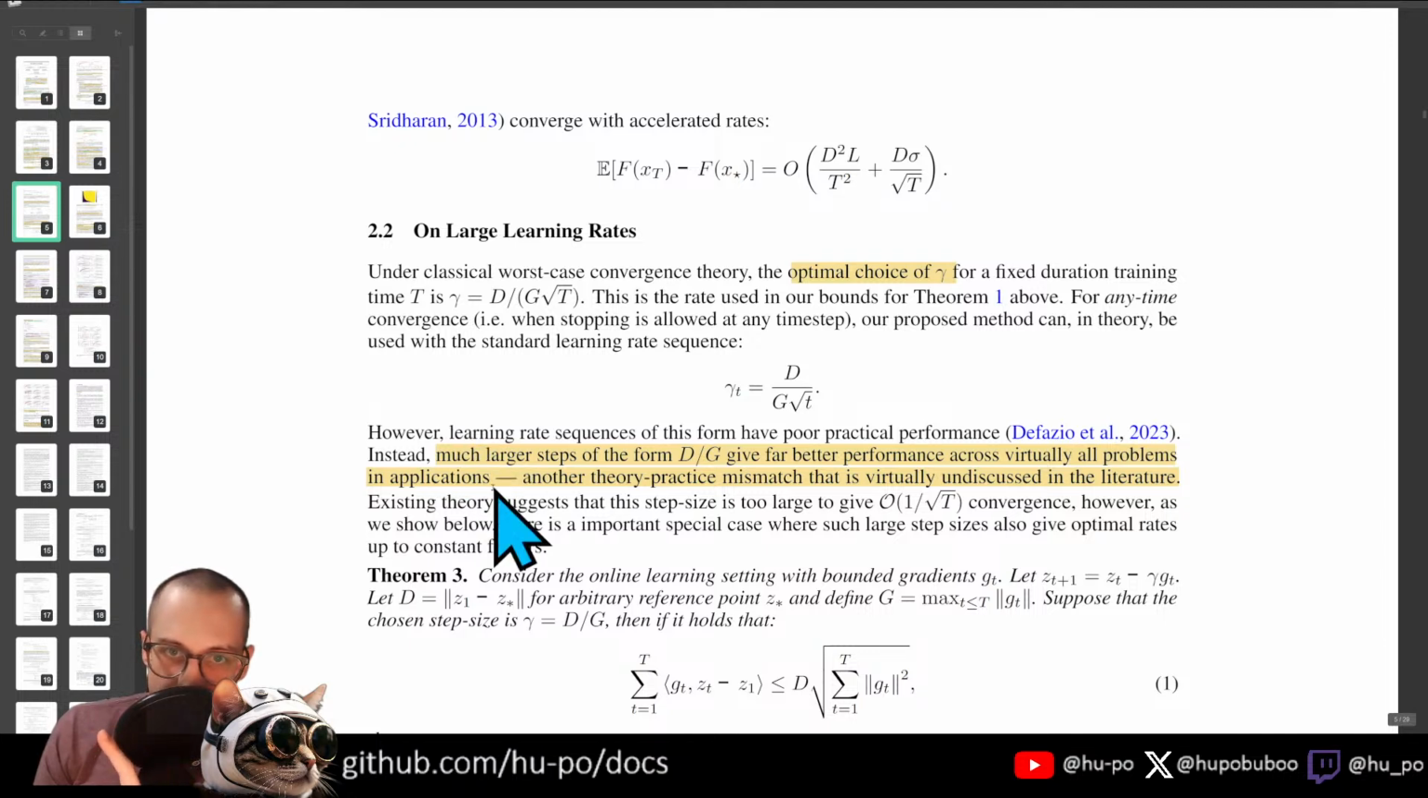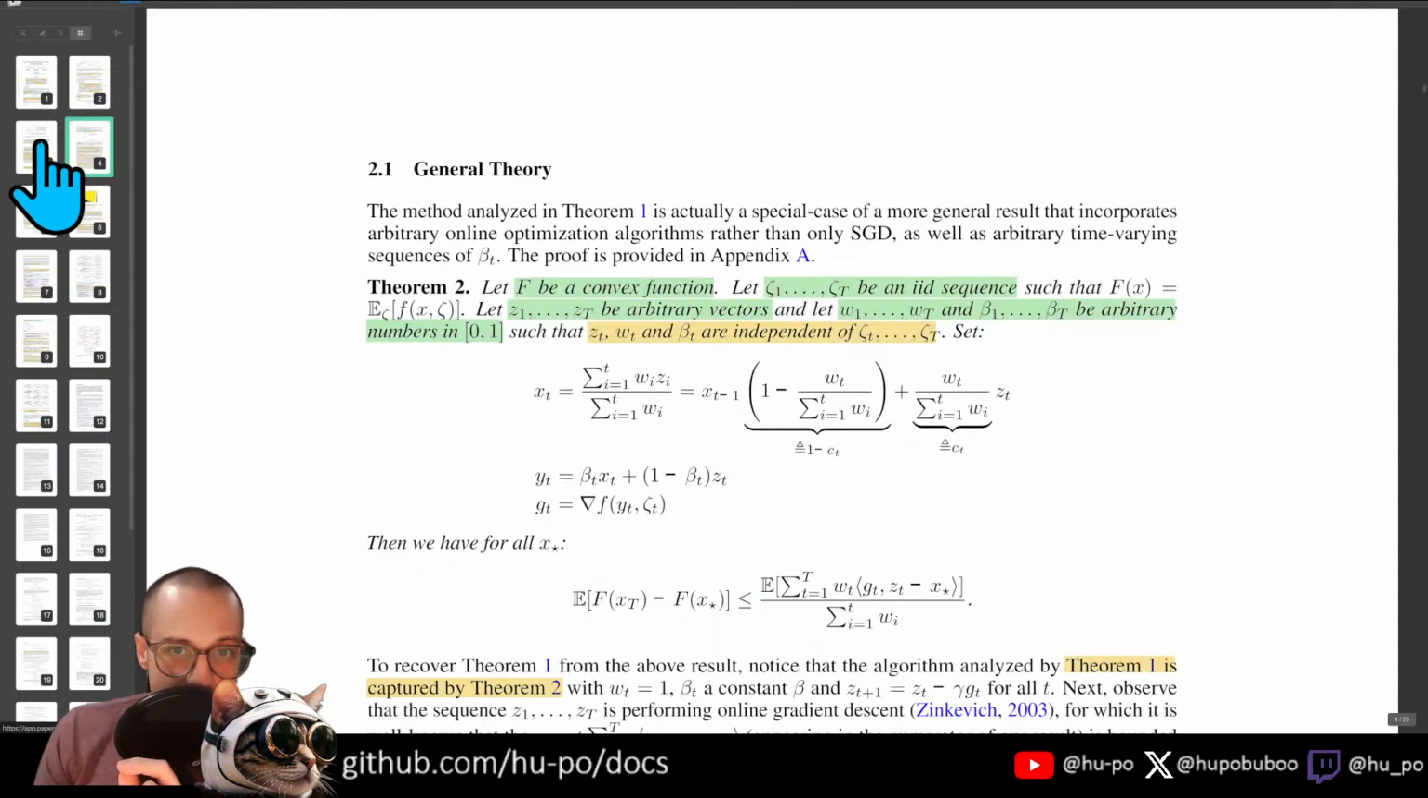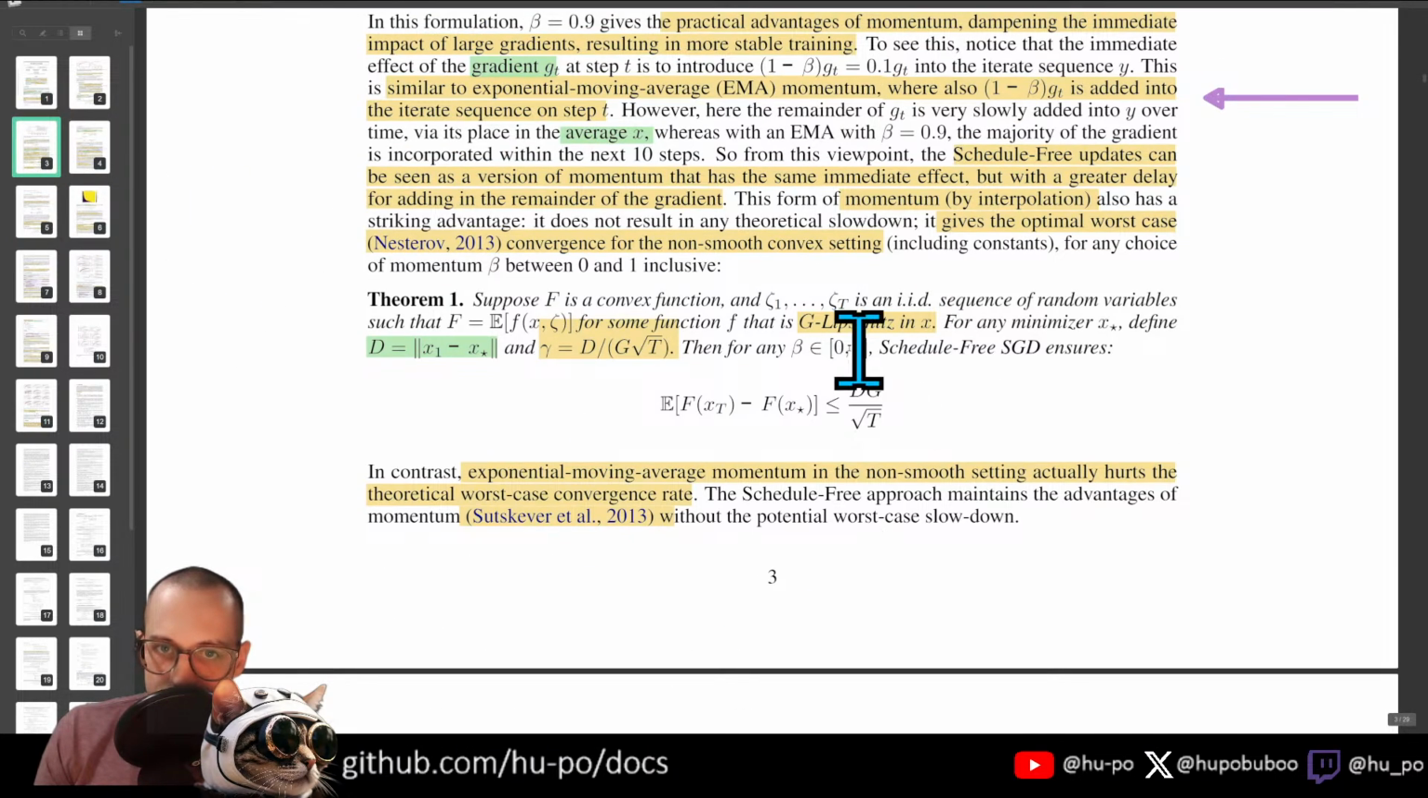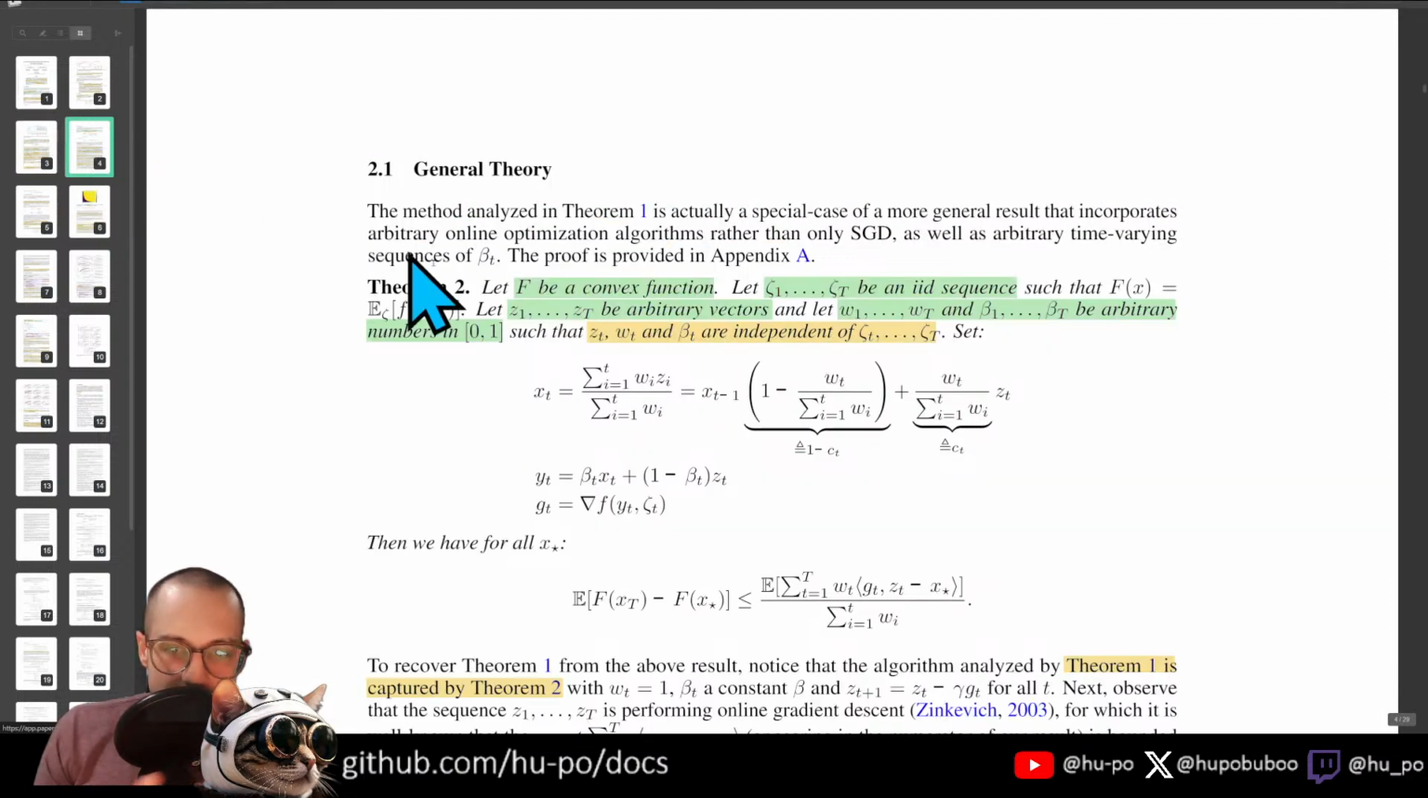But much larger step sizes of the form D over G give far better performance across virtually all problems and applications, another theory-practice mismatch that is virtually undiscussed in the literature. So even though we have theorems here that give us some bound on and some notion of how to pick a learning rate, you can actually probably pick a bigger learning rate.